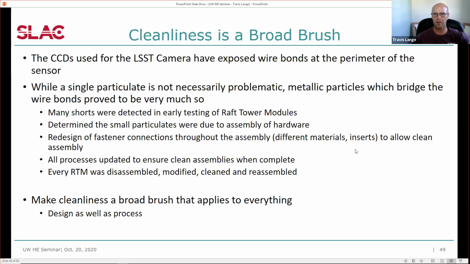But really the point is the cleanliness, for a system like this, it really needs to be involved in both the design as well as all the processes. So your procedures that you come up with as well as the design. And incorporate it very early on. Don't wait until it's too late like we did.